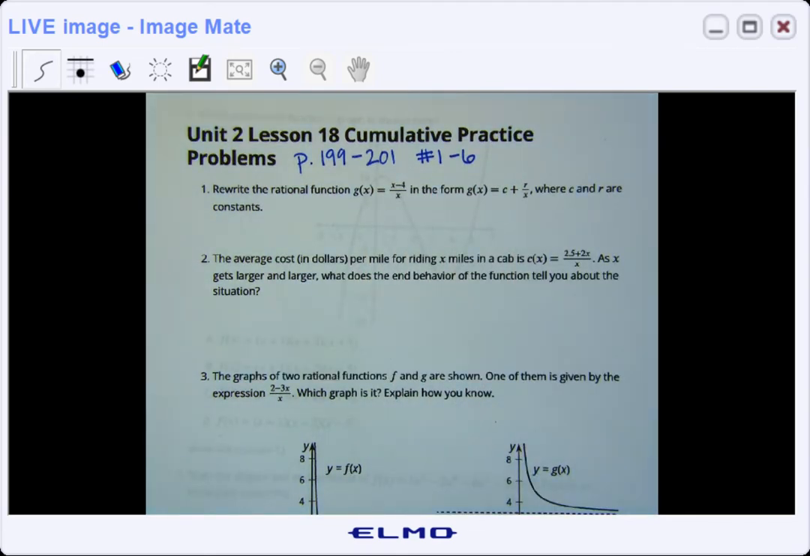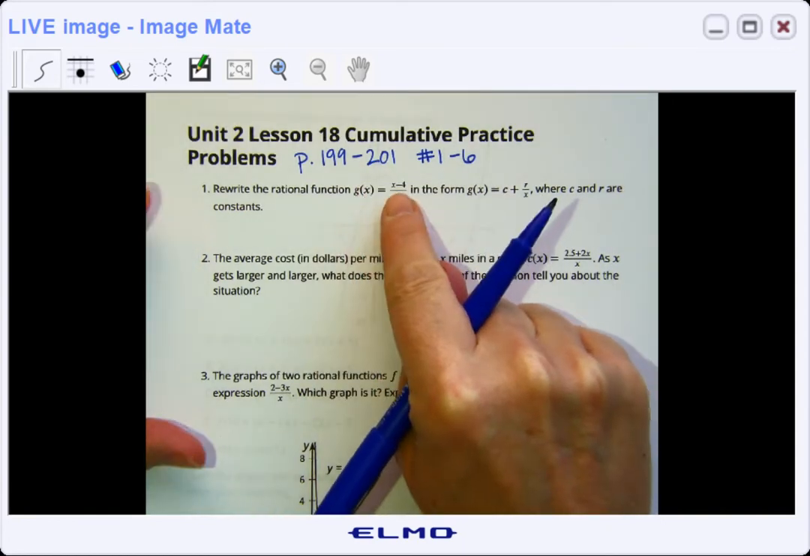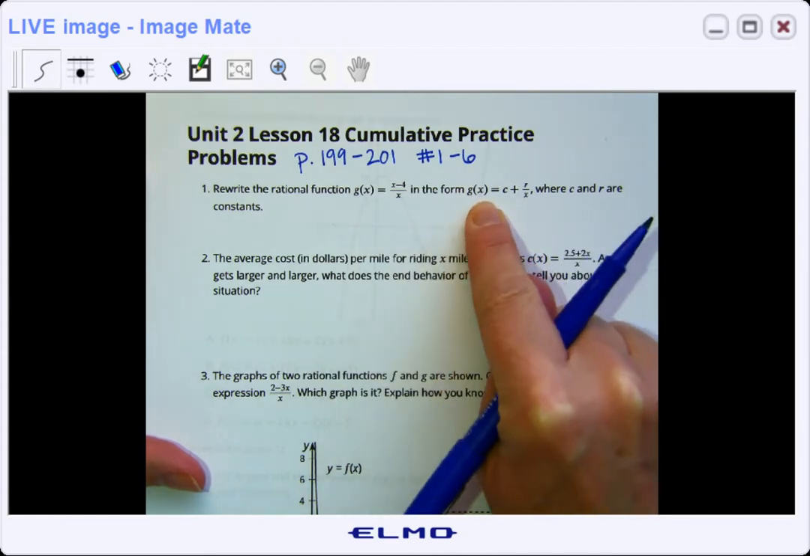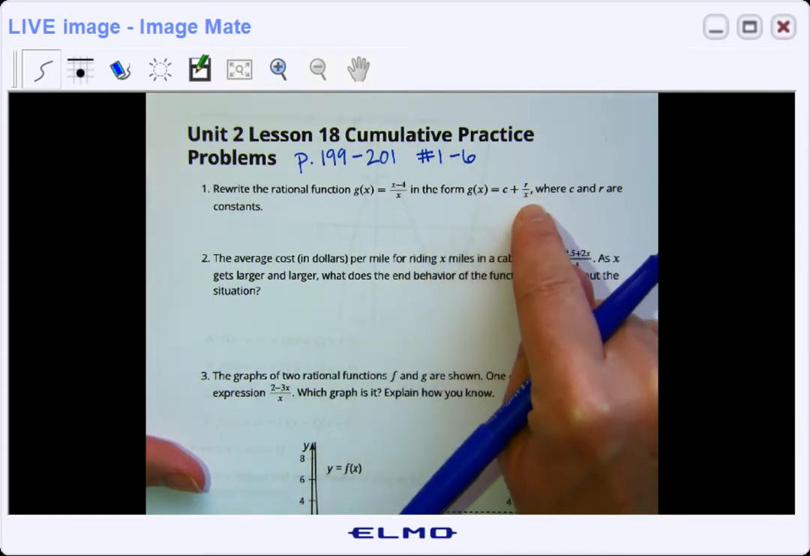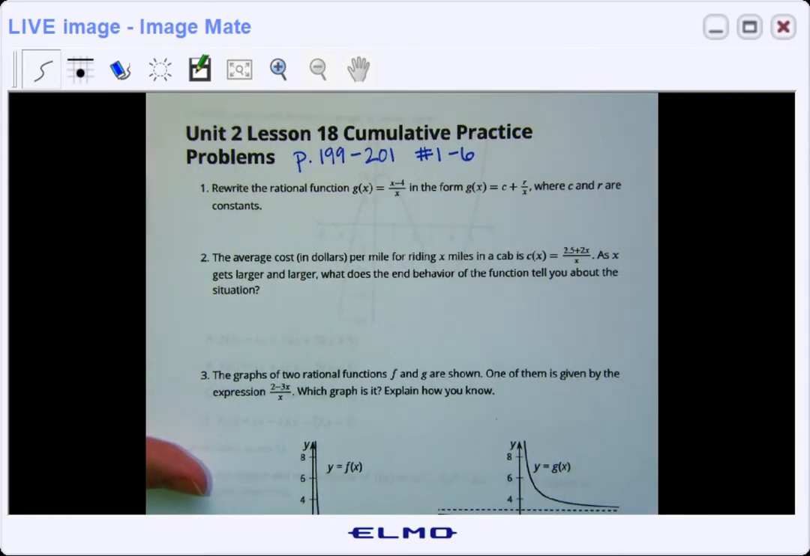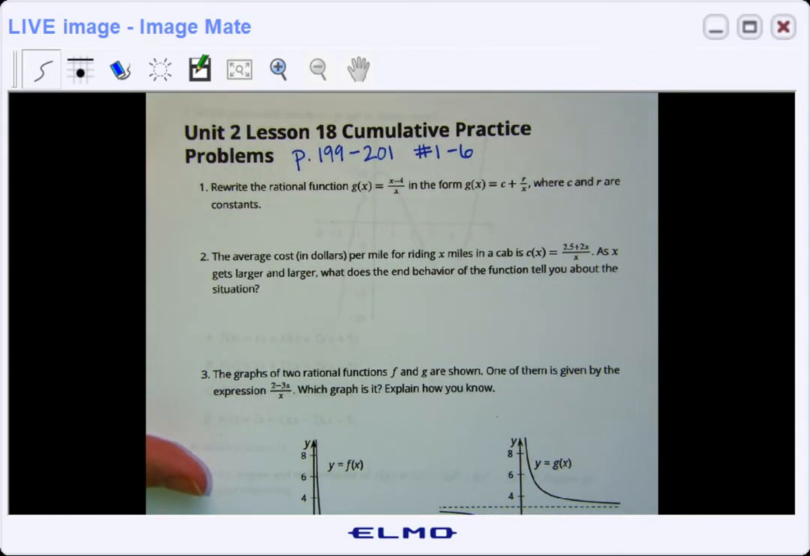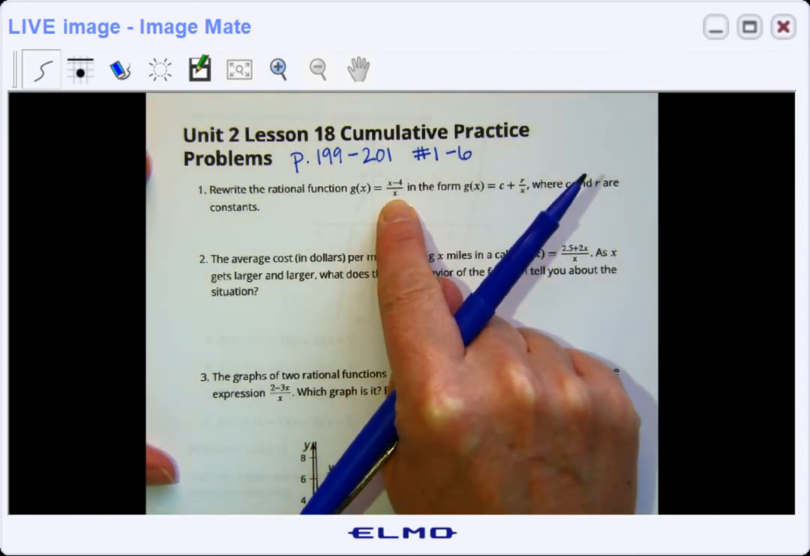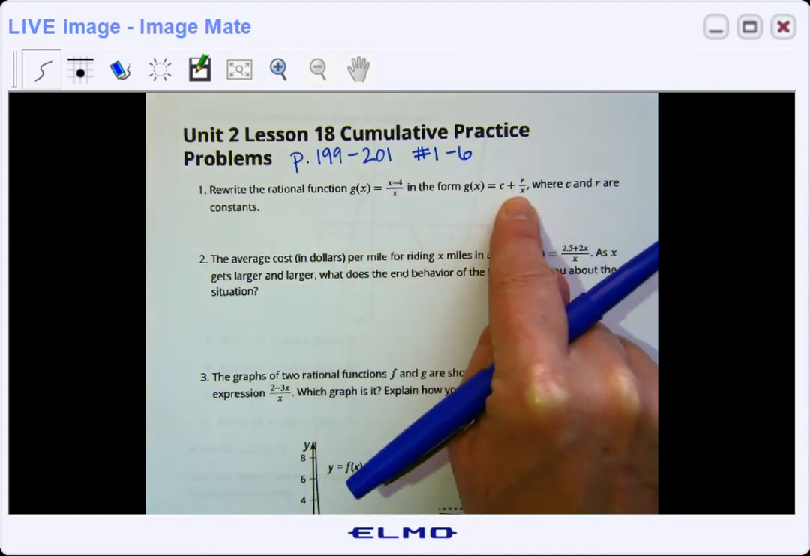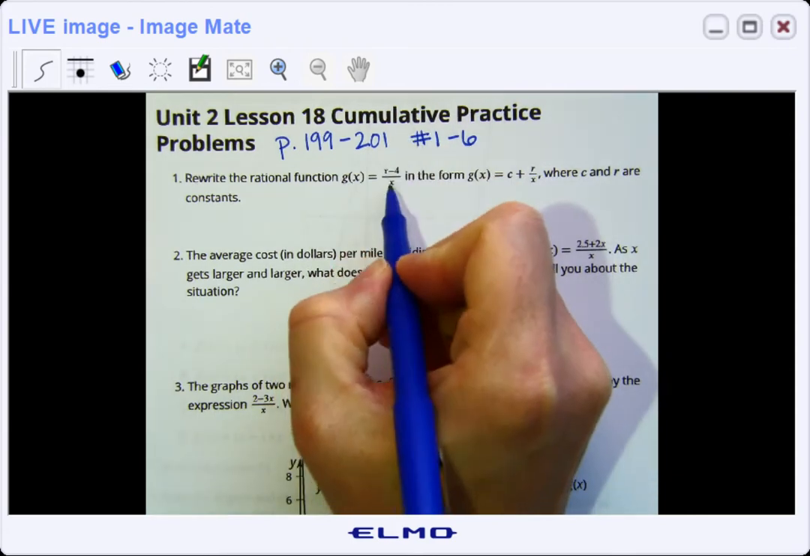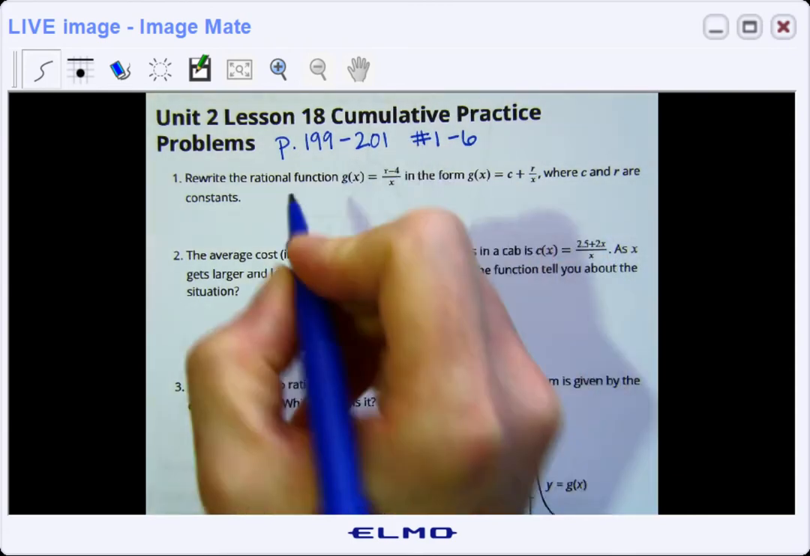All right, so the number 1, rewrite the rational function g of x equals x minus 4 divided by x in the form g of x equals c plus r divided by x, where c and r are constants, so just numbers without variables. So we did this in class today. What we're going to do is take a function written as one fraction and split it up into 2. So to do that, we will just distribute basically this dividing by x.